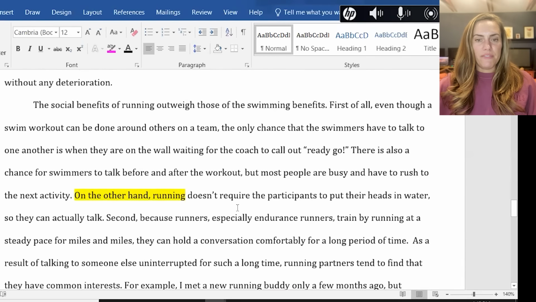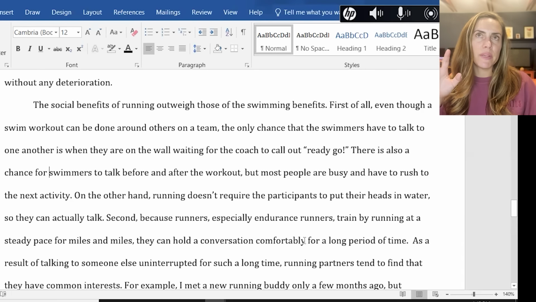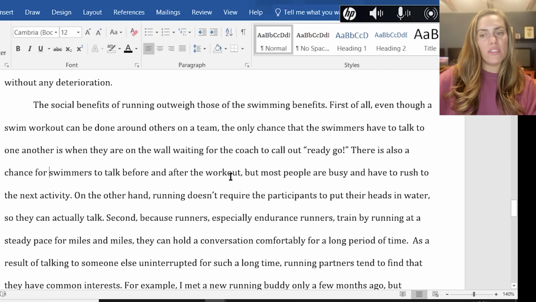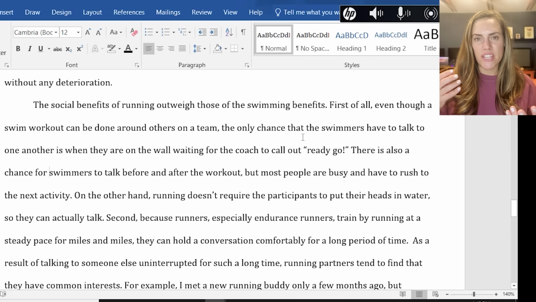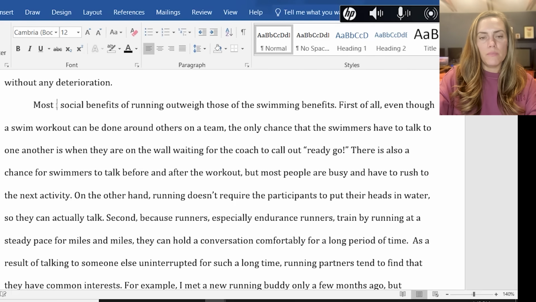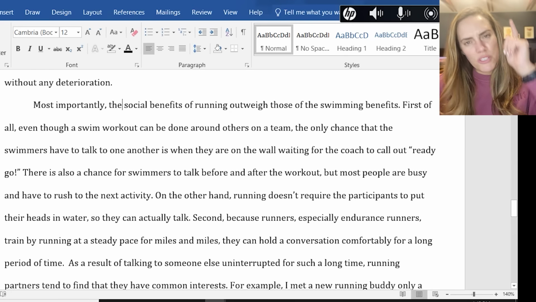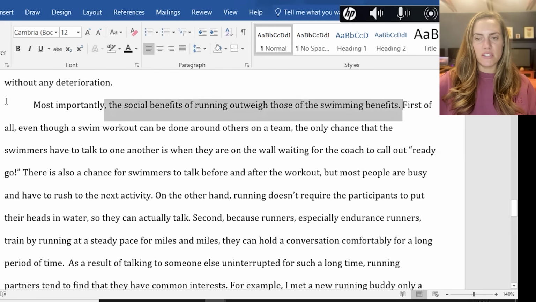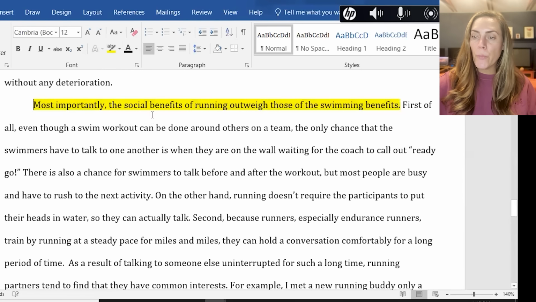Last body paragraph, finally. And I put this one last because I think it's the most impactful. It's the most important reason. The social benefits of running outweigh those of swimming benefits. Now, I didn't really transition. I could do that better. There. Most importantly, that sounds better. Most importantly, the social benefits of running outweigh those of the swimming benefits. There's my topic sentence, I'm going to make it yellow.